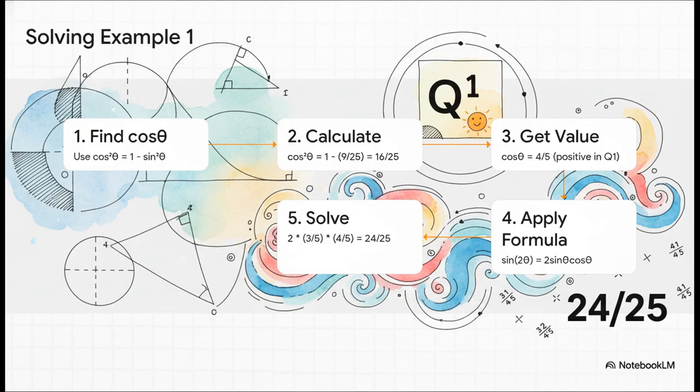The formula for sine of 2 theta needs both sine and cosine. But wait, the problem only gave us sine. No problem. First step is to use the Pythagorean identity to find cosine. Since we know theta is in quadrant I, cosine has to be positive, so it's 4/5. And now we have all the pieces. We just plug them into the formula, 2 times 3/5 times 4/5, and that gets us our final answer, 24/25.